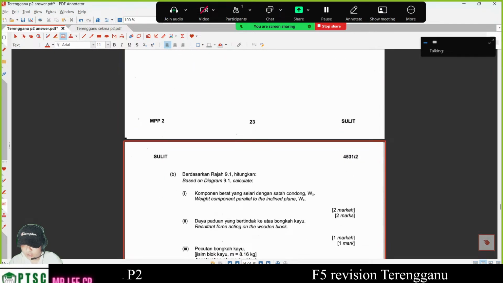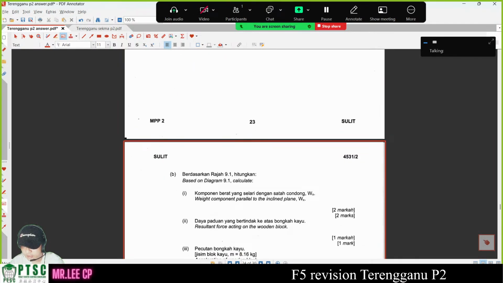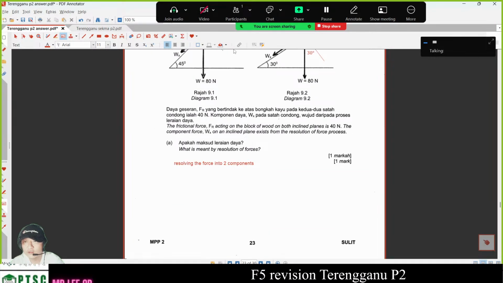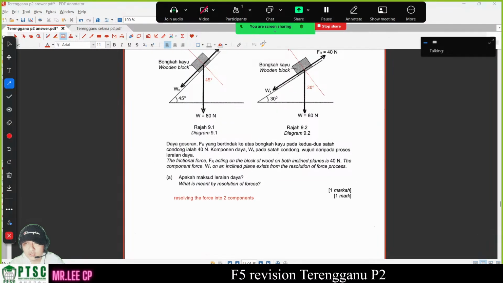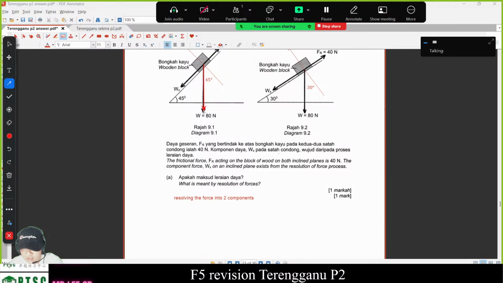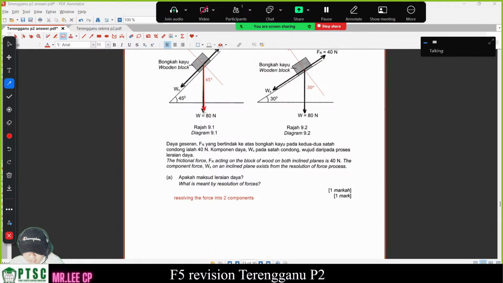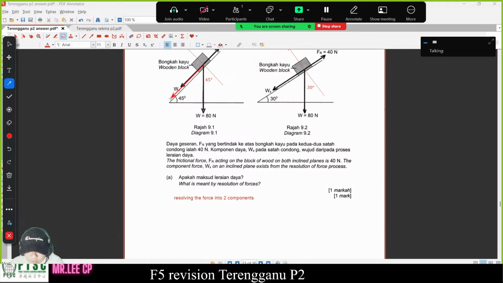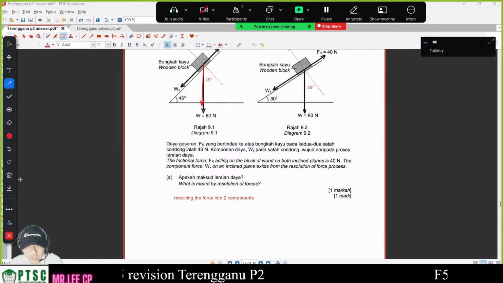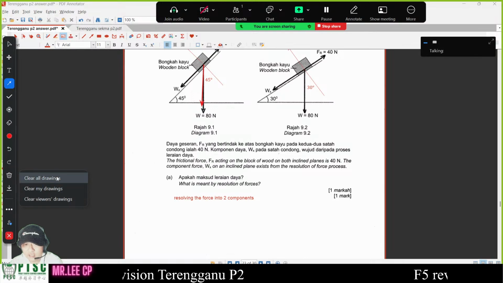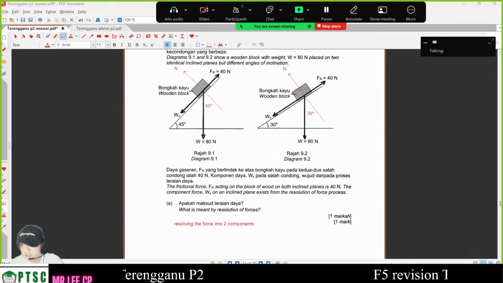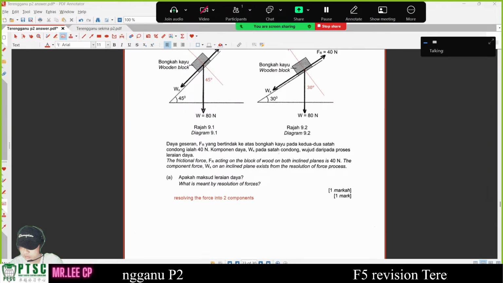So the weight component parallel to the inclined plane, Wx, they ask you to calculate. Do you still remember how to do it? You bring the weight to here. Does it touch the 45 or not? Not touching, you use sine. Touching, you use cos. All right. Remember, here I do a bit of revision with you.